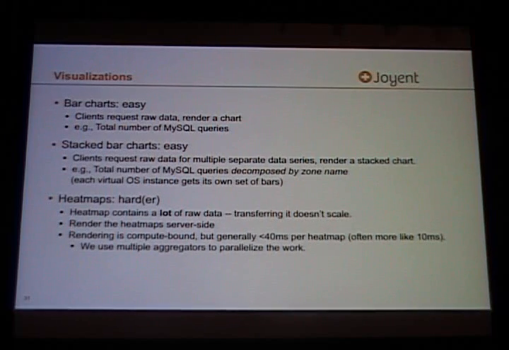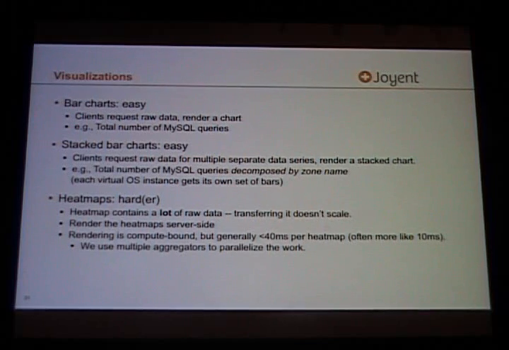What's a little bit harder are these heat maps. Heat maps contain a lot of raw data, actually a lot more than, say, a bar chart. And in fact, if you think about it, the most compact representation of the heat map is the PNG image itself, where you just have basically one byte per bucket in the heat map saying how much stuff was there. So rather than transferring all this data back and forth, we render the heat map on the server side, and we transfer that.